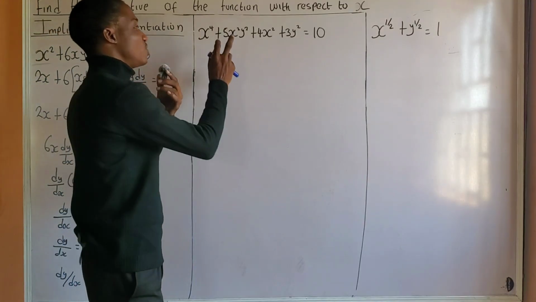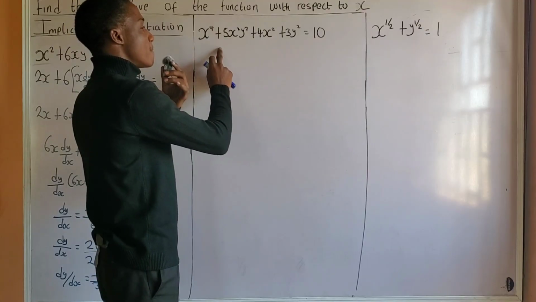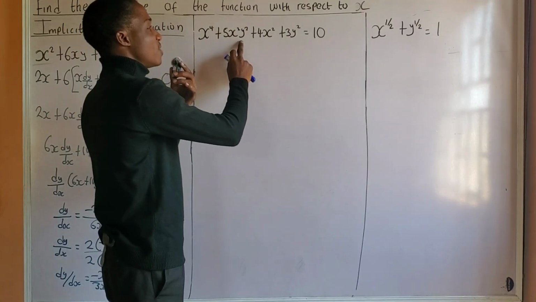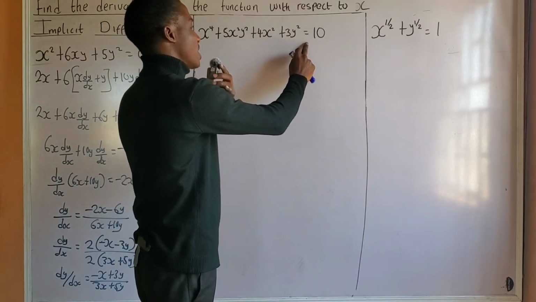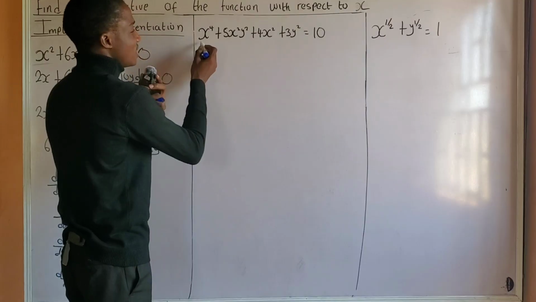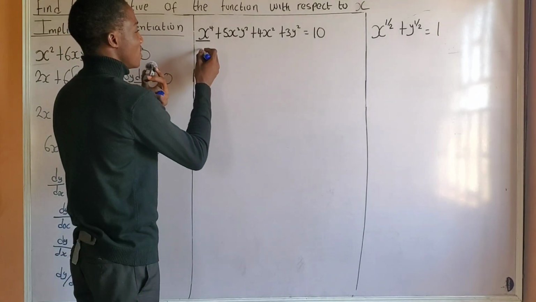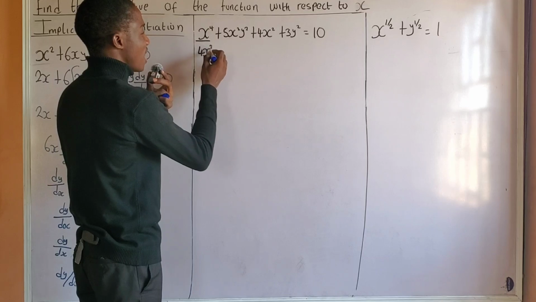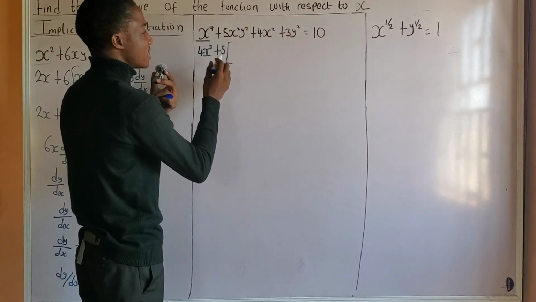Okay, now let's do this. We have: find the derivative of x raised to the power of 4 plus 5x squared y squared plus 4x squared plus 3y squared equals 10 with respect to x. How do we differentiate this? Let's start with this. Differentiate x to the power of 4. What are you going to have? 4x raised to the power of 3, right? Plus 5, open the bracket.